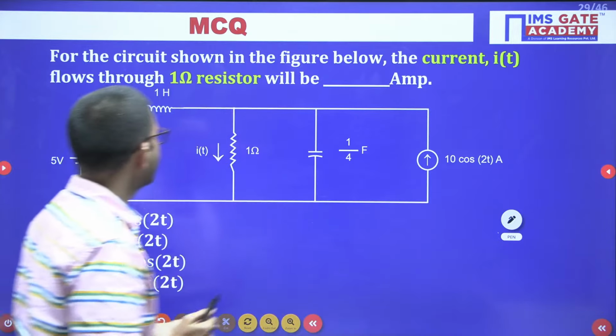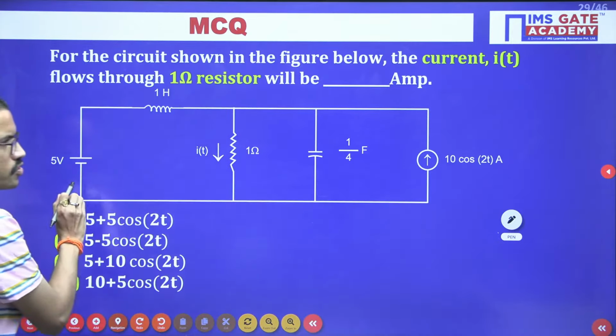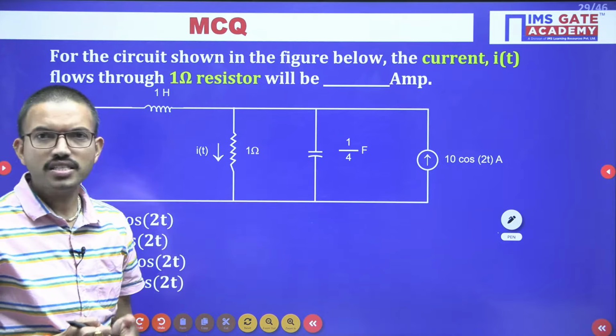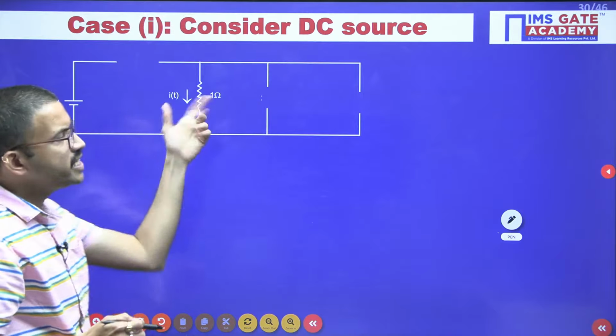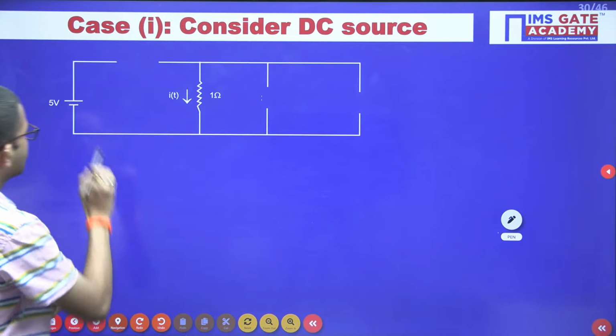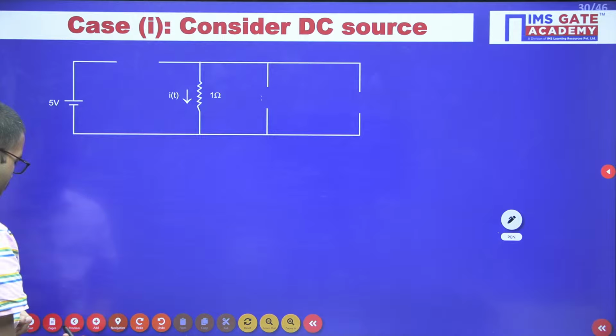Right. So first of all, let us consider the DC source first, and then we will consider the AC source. So first I am considering the case of only DC source. Here you're having the 5 volt source, I kept it as it is.